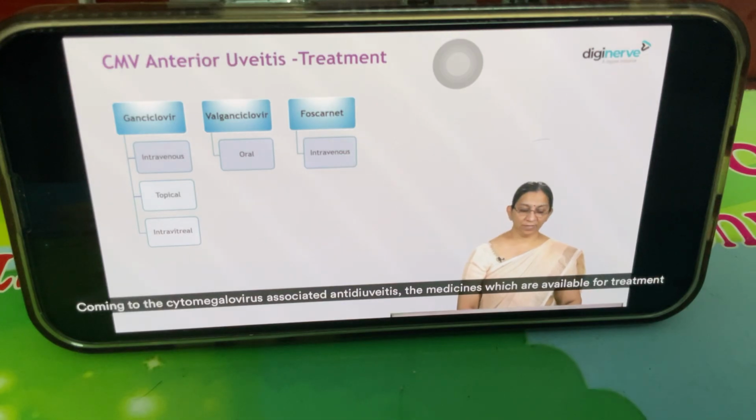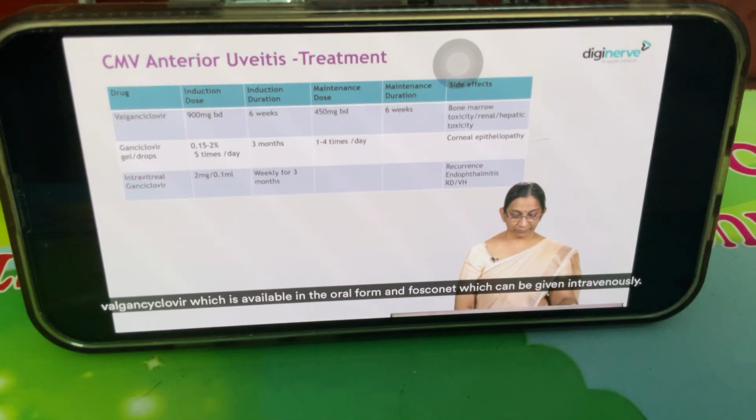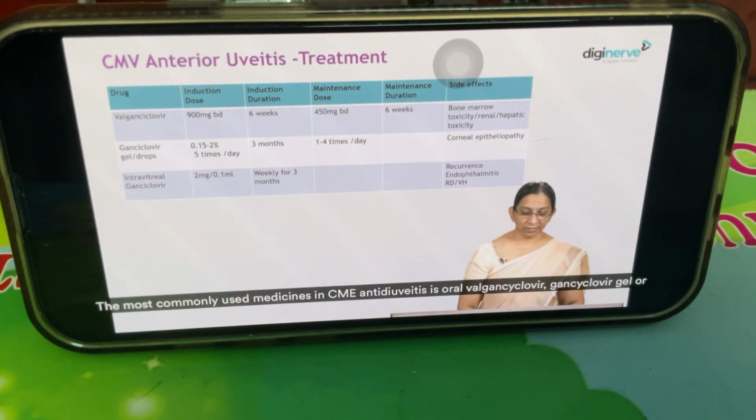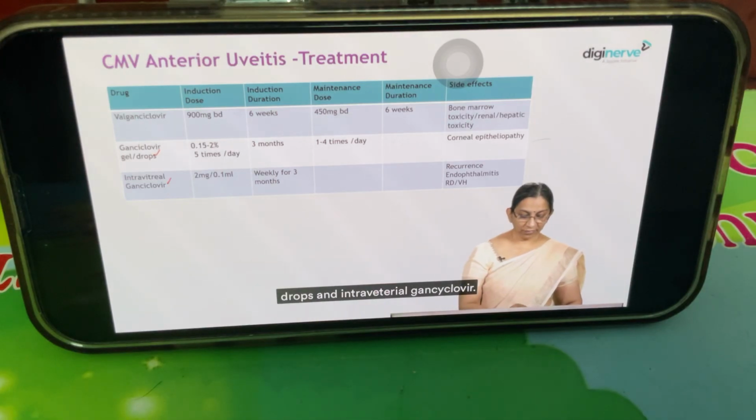Coming to the cytomegalovirus associated anterior uveitis, the medicines which are available for treatment include ganciclovir, which you can give as intravenous, topical, or intravitreal. The valganciclovir, which is available in the oral form, and foscarnet, which can be given intravenously. The most commonly used medicines in CMV anterior uveitis are oral valganciclovir, ganciclovir gel or drops, and intravitreal ganciclovir. So you have an induction dose and a maintenance dose.